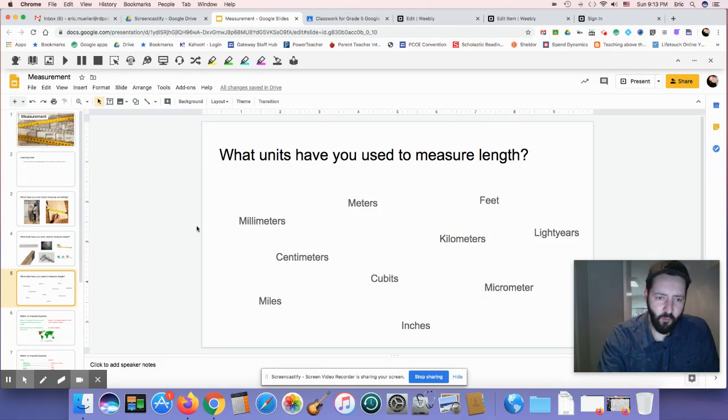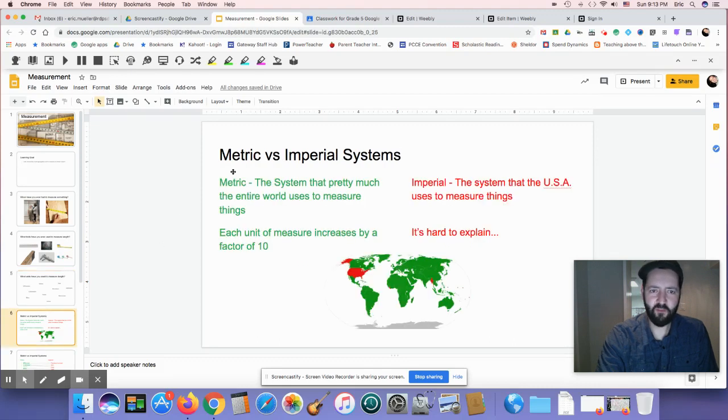Okay, so why do we have 10 or 15 different units that we can choose from when we're measuring things? To answer that question, we actually have to teach you one other thing here. There's actually two different systems that we use in our world for measuring things. The first system, and the one that we're going to spend a majority of our time learning in school, is called the metric system. This is the system that pretty much the entire world uses to measure things.